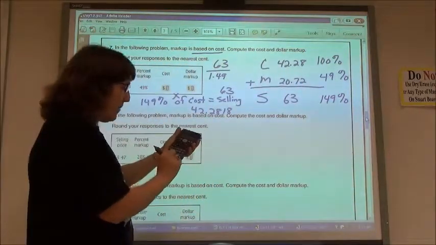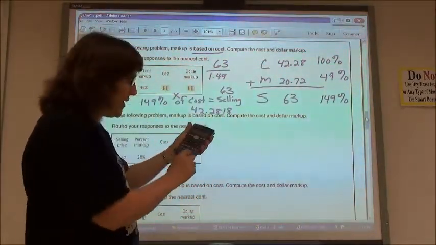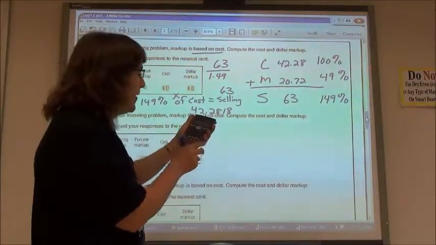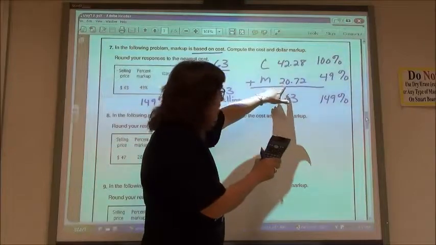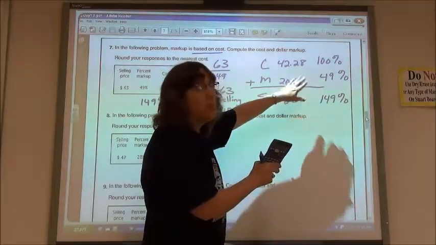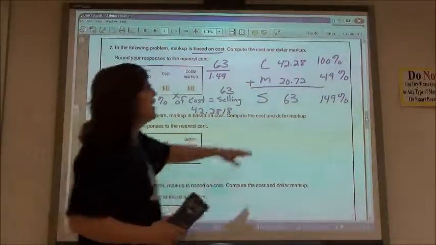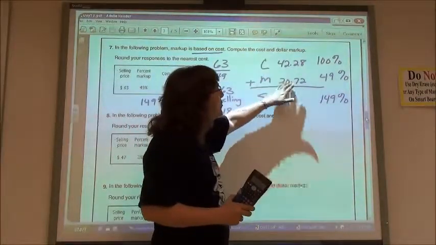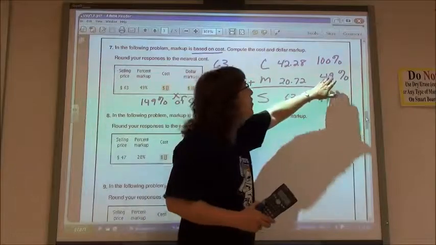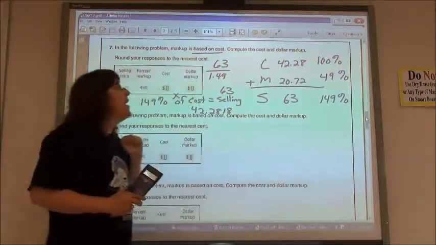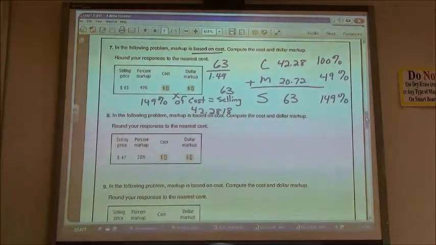Now, if I interpret this, 49% of the cost should be the same number. So if I take 0.49, 49% times my cost, 42.28, I get $20.71, so 72 cents. So either way I can get it. I can either take the selling price minus the cost, which is probably the easiest way, or I could take 49% of the cost like we did on the previous table. And either way I end up with that same markup value.